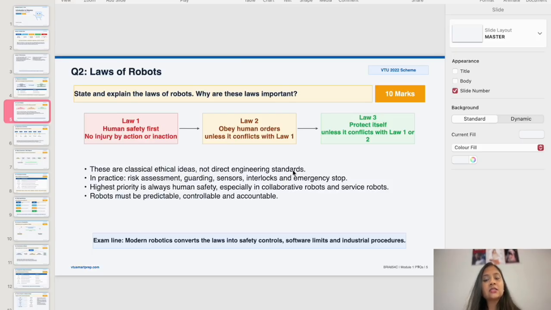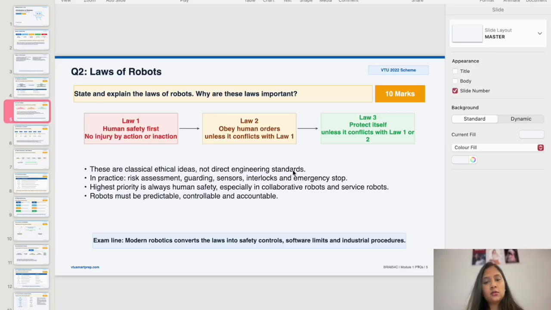And the third law says that the robot must protect itself, but only if it does not conflict with the first and second law. I repeat, the first law says that the robot should not harm a human being either by action or by inaction. The first law is very easy to remember.